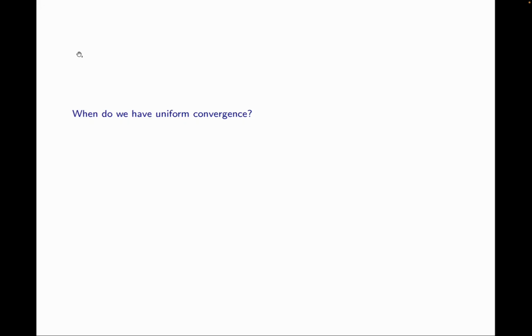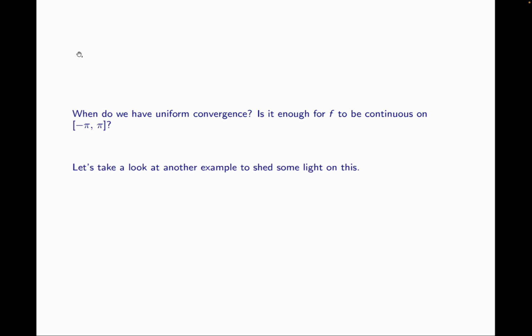So, we know that if there's a discontinuity, we can't possibly get uniform convergence because the truncated Fourier series are continuous. So it begs the question, when do we have uniform convergence? Is it enough for f to be continuous? Is that sufficient? Let's take a look at another example to shed some light on this.